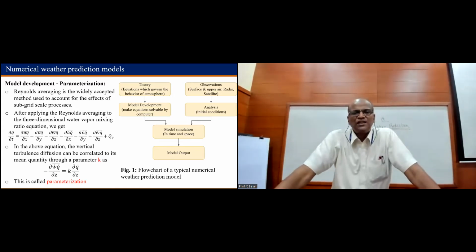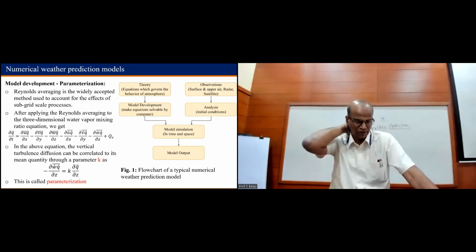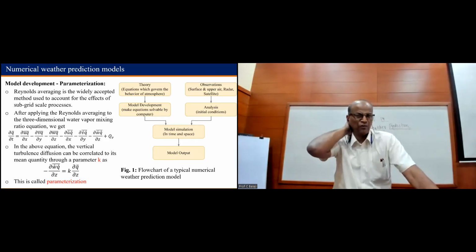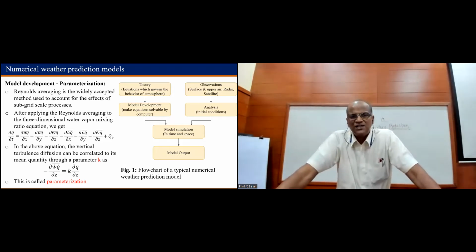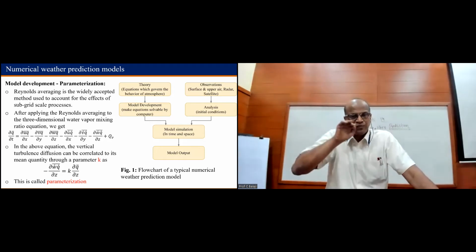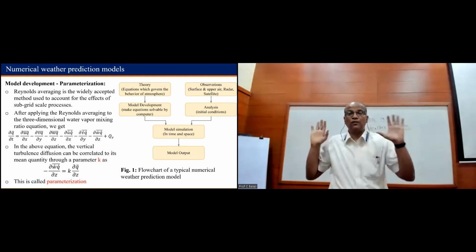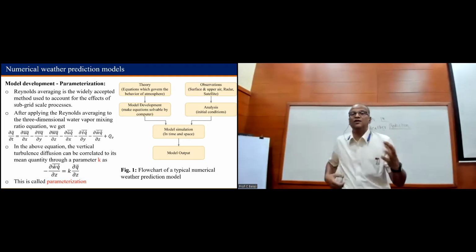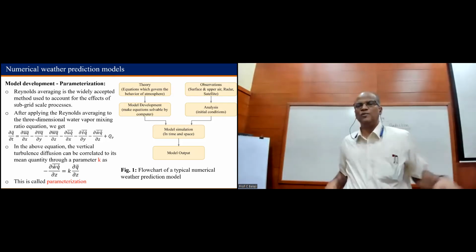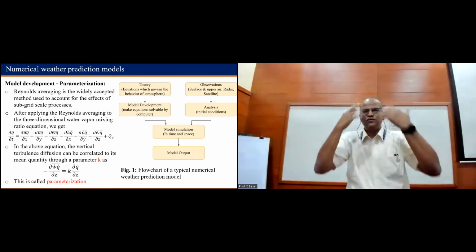So in the above equation, the vertical diffusion can be correlated. For example, look at the last but one term on the right hand side. It has a cross component: there is a fluctuating Q dash, there is a fluctuating W dash, and this is W dash Q dash over bar. That means that's the average. So what do we do? Immediately hands up, surrender. We can't do that. Unless you do a DNS, direct numerical simulation, it is not possible to capture. The moment you get a term like this, we start sweating.